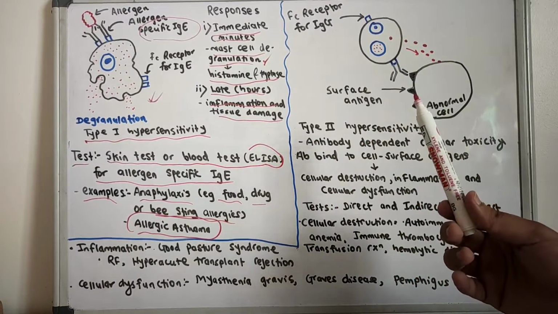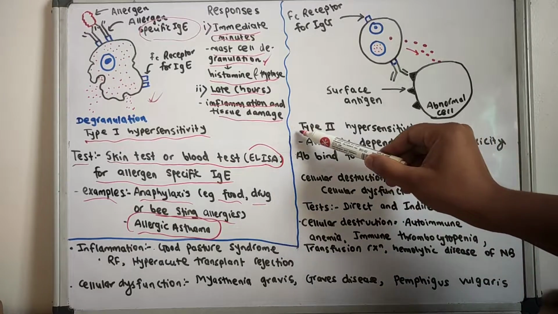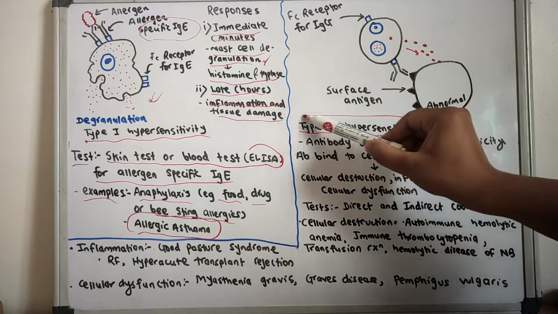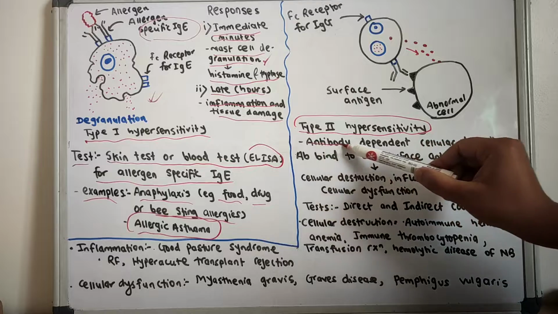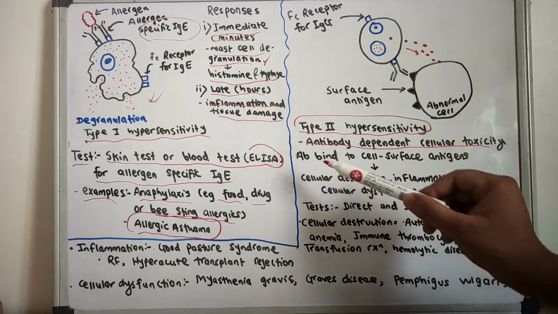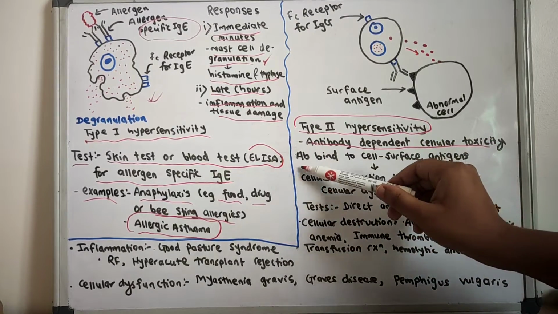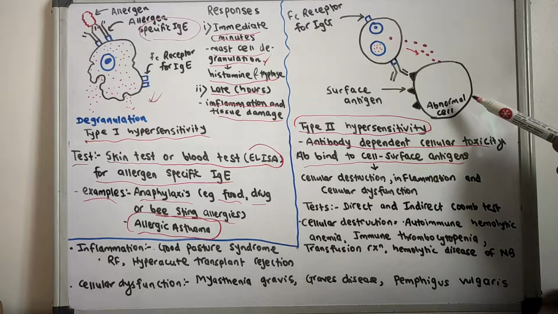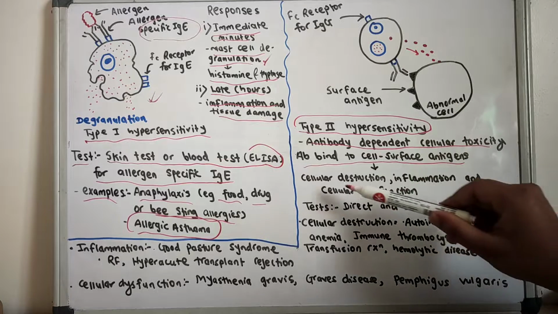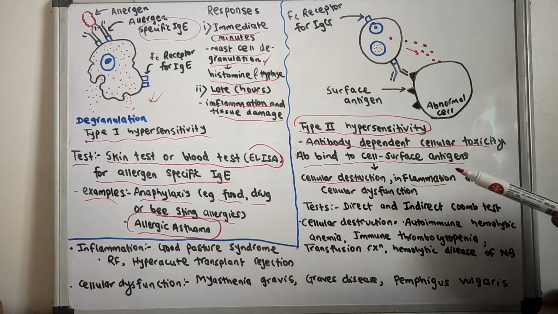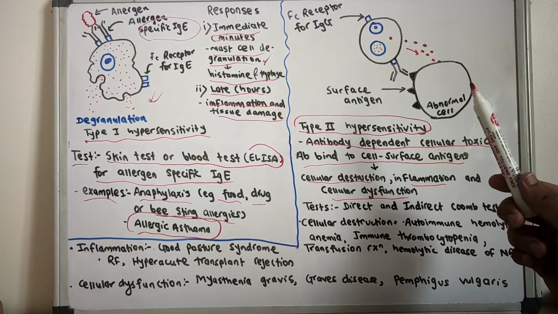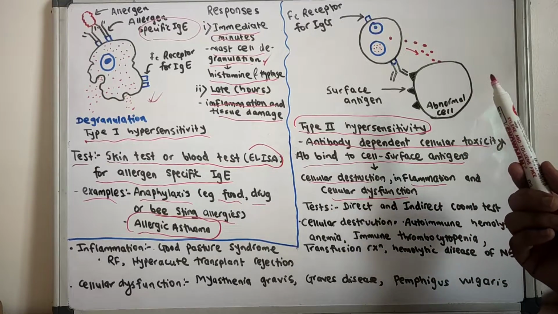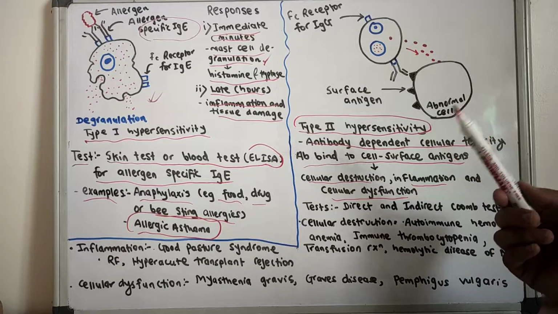Now let us discuss the type 2 hypersensitivity reaction. The type 2 hypersensitivity reaction is antibody dependent cellular toxicity. The antibody binds to the cell surface antigen present on the abnormal cells. Three things can occur: cellular destruction, inflammation and cellular dysfunction.